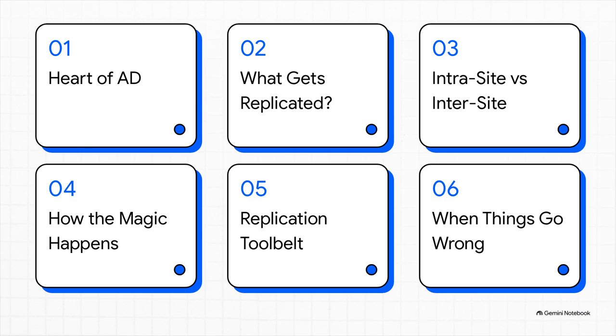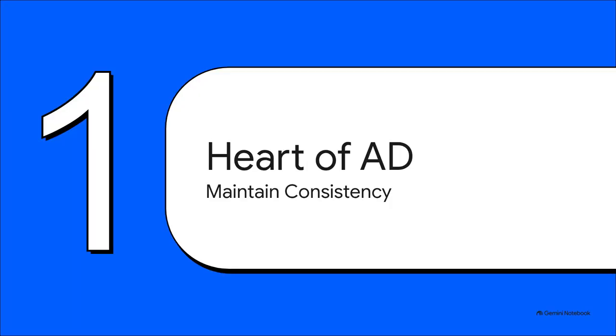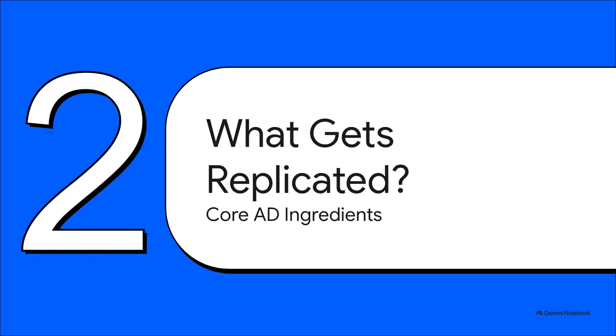Here is our roadmap for the Explainer today. We've got 1. The heart of Active Directory. 2. What actually gets replicated. 3. Intrasite versus intersite. 4. How the magic happens. 5. Your replication toolbelt. And finally, 6. When things go wrong. Let's get right into it. Section 1. The heart of Active Directory. Maintaining consistent directory information.